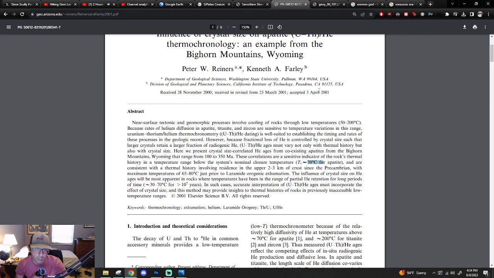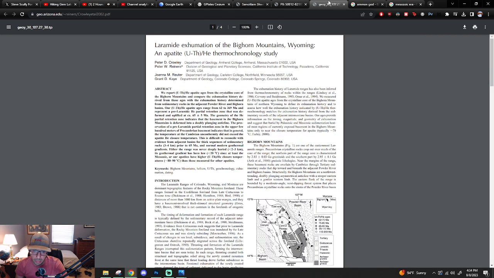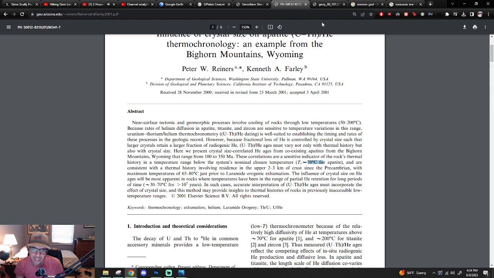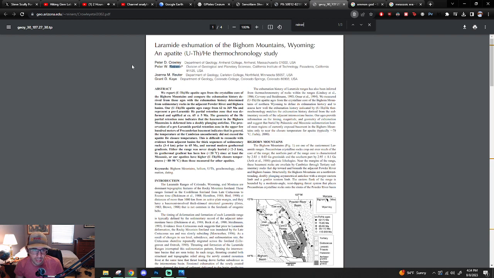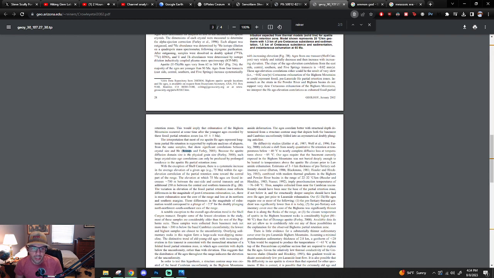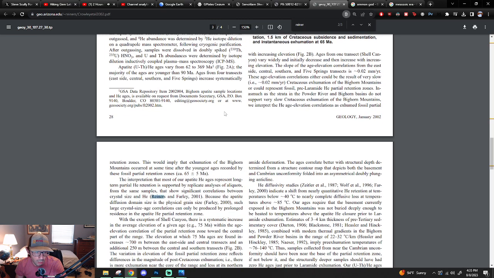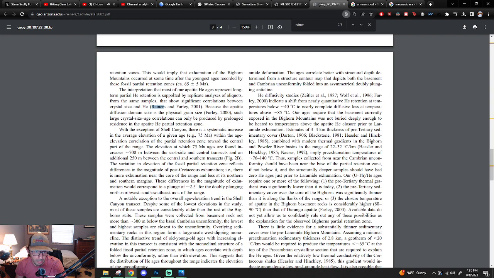I don't know if they reference this paper or are aware of this paper, but I guess we can see if they reference it by just going Reiner. Oh, it's them, so it's him and someone else that's not involved in this paper, so certainly he's aware. Okay, there it's referenced. So what do they say? The interpretation that most of our apatite helium ages represent long-term partial helium retention is supported by replicate analyses of aliquots from the same samples that show significant correlations between crystal size and helium. That's interesting.